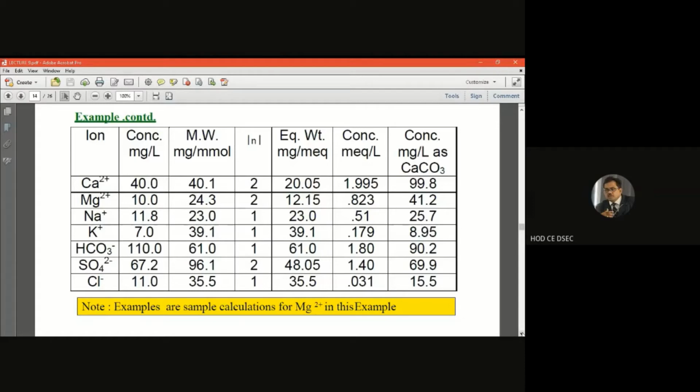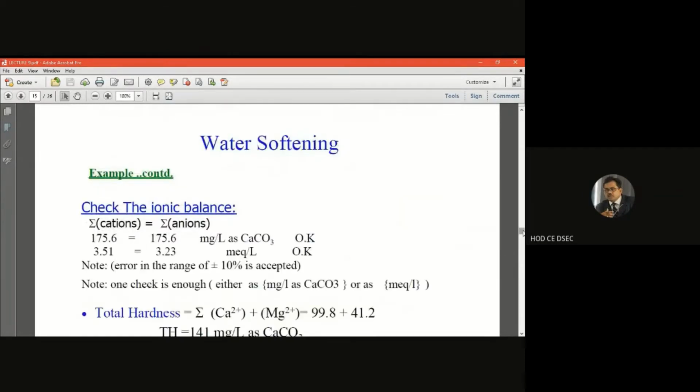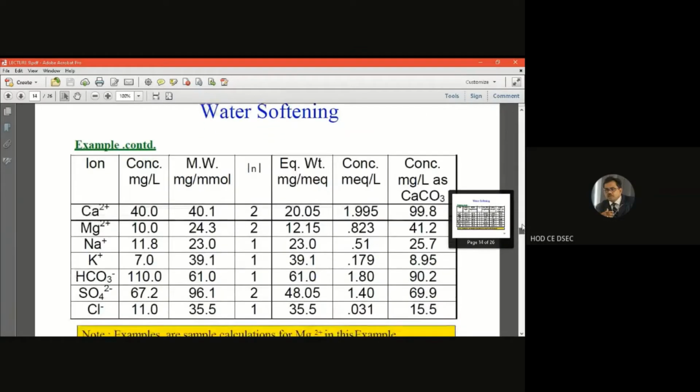Then through this computation, there is a check whether your computations in the tabular form are right or wrong. In the checking procedure, the summation of the positive ions should equal the summation of the negative ions, as the equilibrium condition should be maintained. So now, the summation of the positive ions, in milligram per liter as CaCO3, what is it?